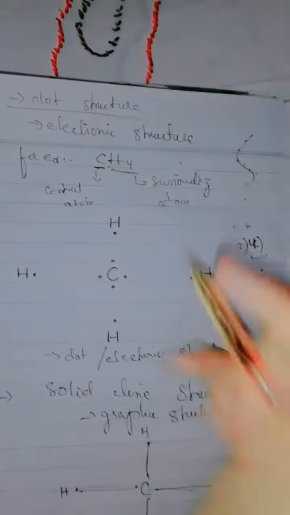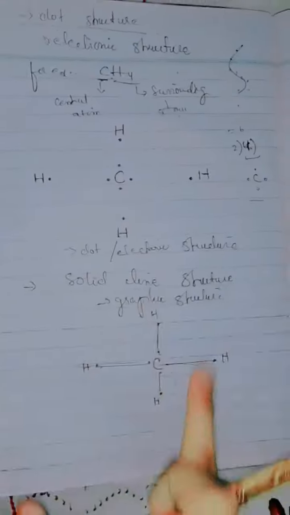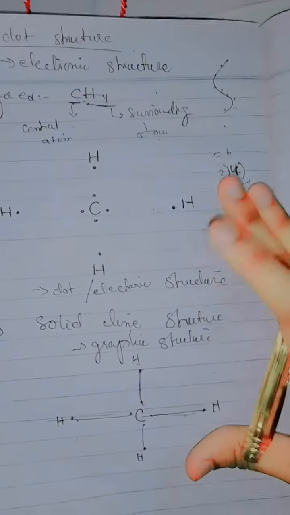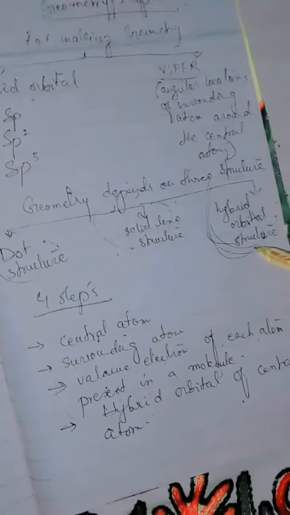Now what will be the third structure? We have made the dot structure, then we have made the line structure. Now these mean half the structures are made. Now we will go towards the third structure, that is the hybrid orbital structure. Here the geometry completes.